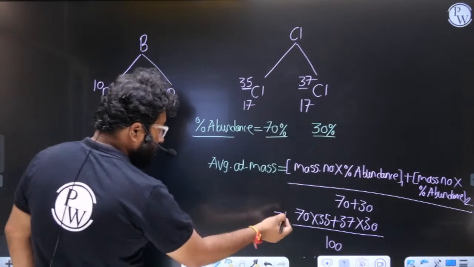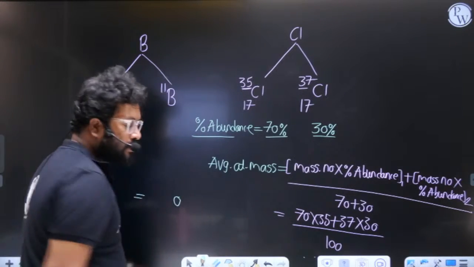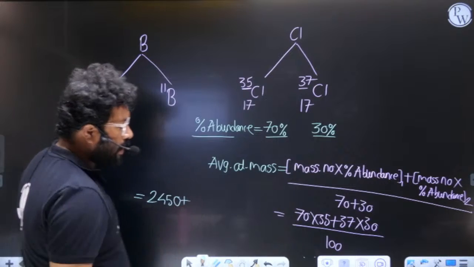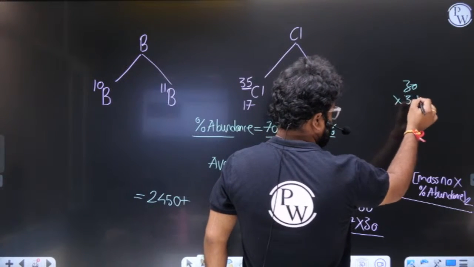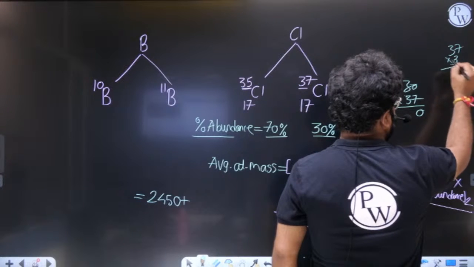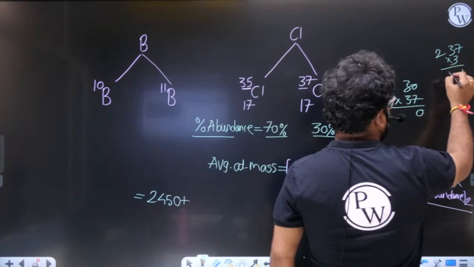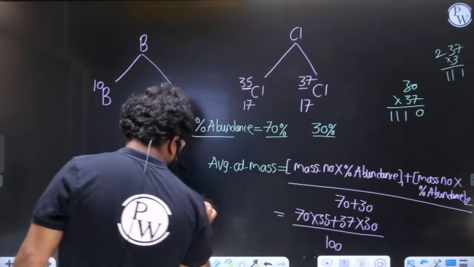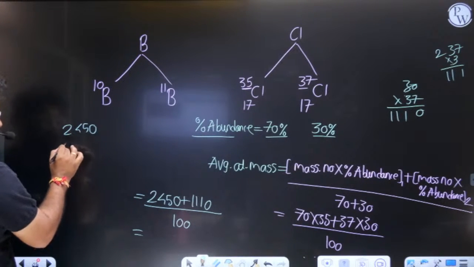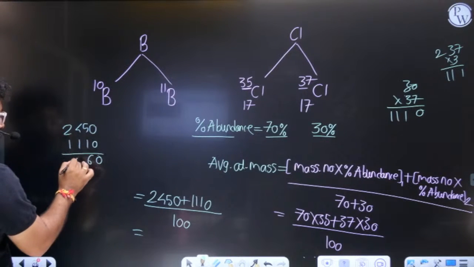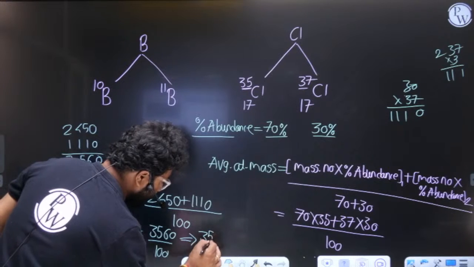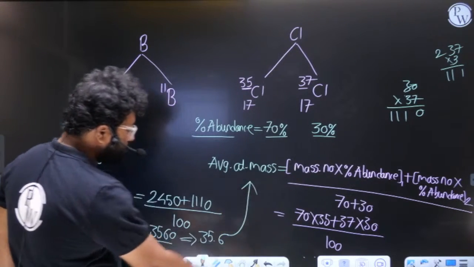Right? Now let's solve this. 35 multiplied by 70 is 2450. 37 into 30 is 1110. So 2450 plus 1110 comes out to be 3560, divided by 100, which comes out to be 35.6, and that is the average atomic mass of your chlorine.